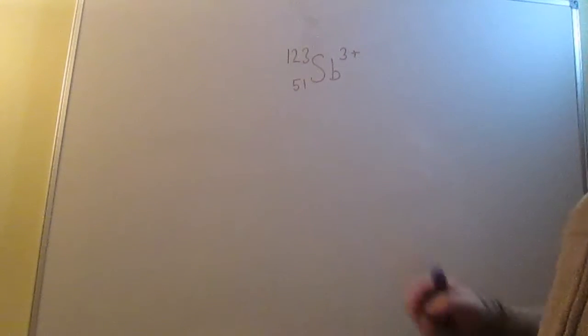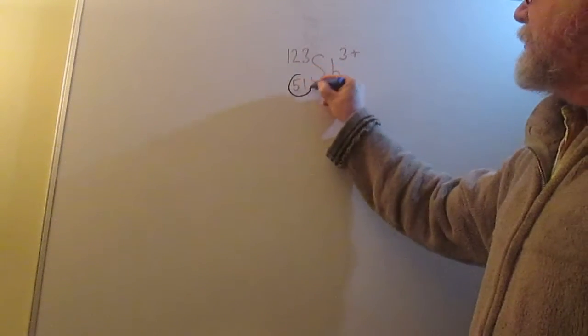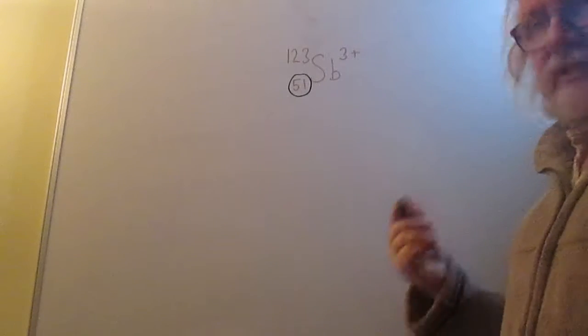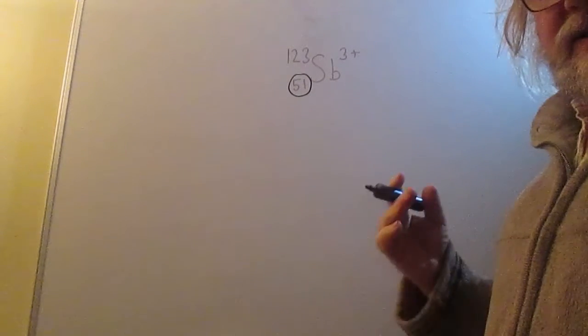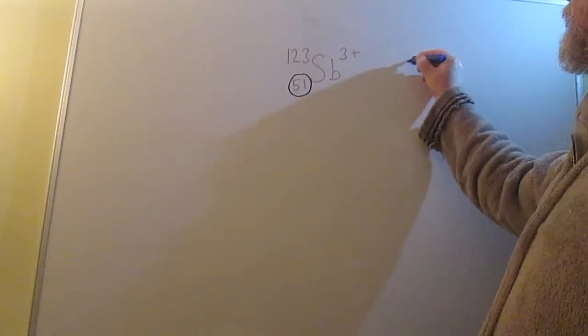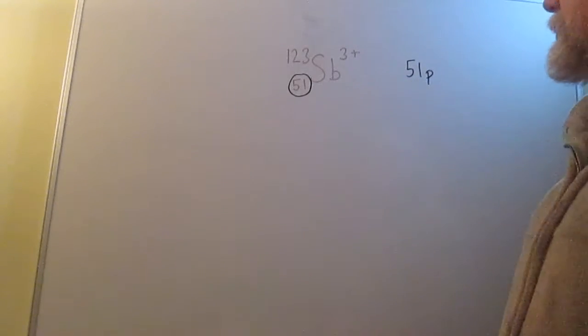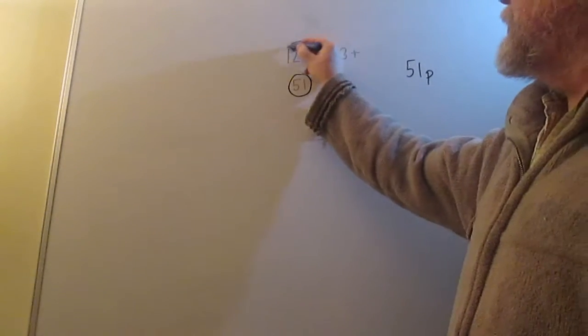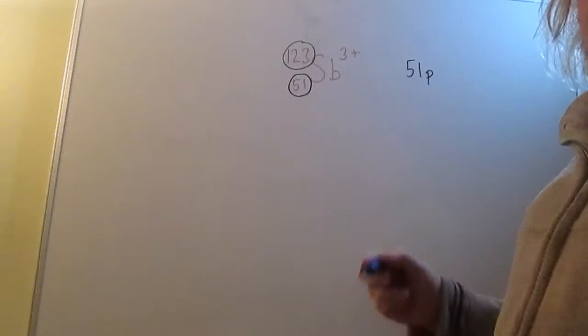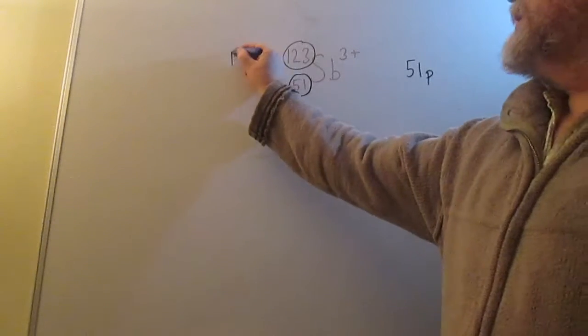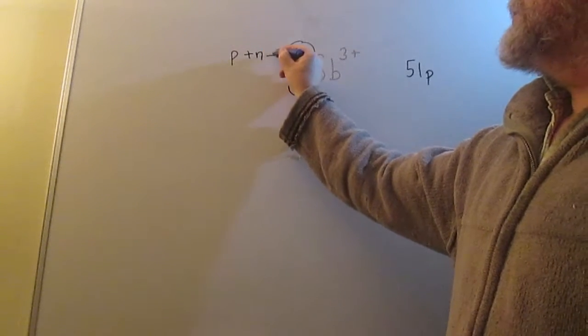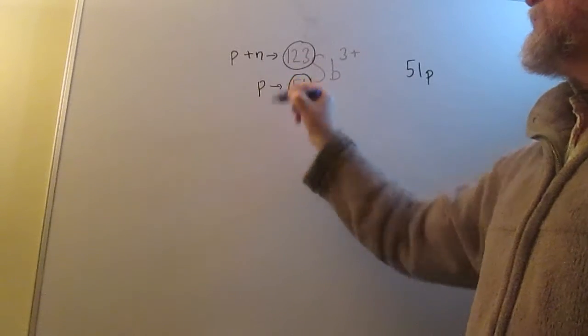Question 1, this is the symbol. That number, bottom left, is the atomic number, and remember that is defined as the number of protons in the nucleus. So we straight away know there are 51 protons. This number, top left, is the mass number. So that one is protons plus neutrons. That one was just the protons.